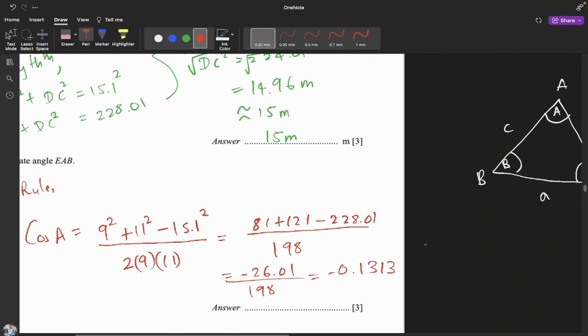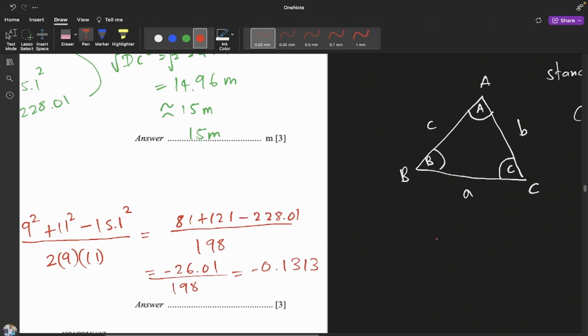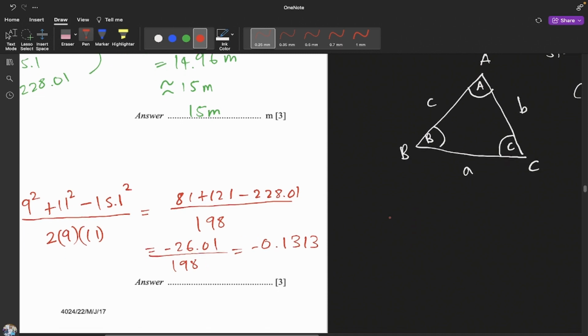This is not the angle, this is the cos value of that angle. We need to find the exact value of the angle. So A is equal to cos inverse of minus 0.1313. If you solve this one, you can use your calculator and get the value. You should get 97.46 degrees.